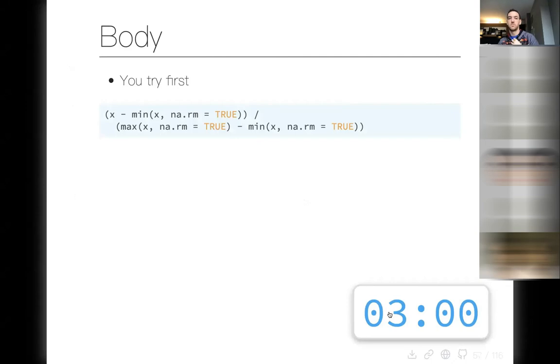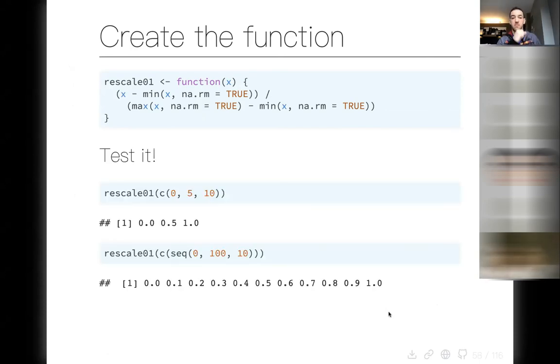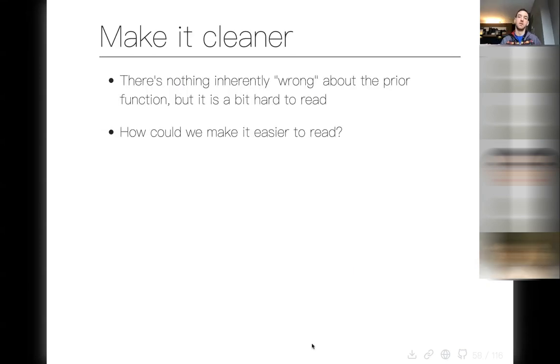Okay. So there's the body. And so when we create the function, it just looks like this. All right. Now we can test it. And here I've tested it with a few more easy to confirm examples. 0 to 100 by 10, right? 0 to 5, 0, 5 and 10. Okay. So there's nothing that is wrong with that function as I wrote it. It's totally fine, right? It works.